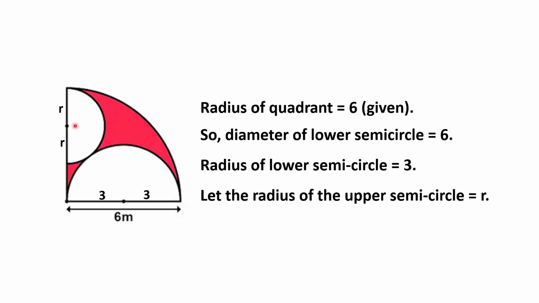And the upper semicircle, which we have to find out, we have marked R. R is the radius, so the diameter will be R plus R. So the radius of the lower semicircle is 3 and the radius of the upper semicircle is R, because the quadrant radius is 6, given.